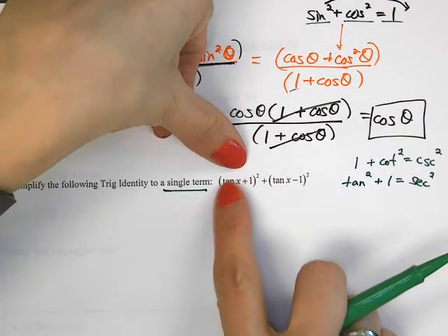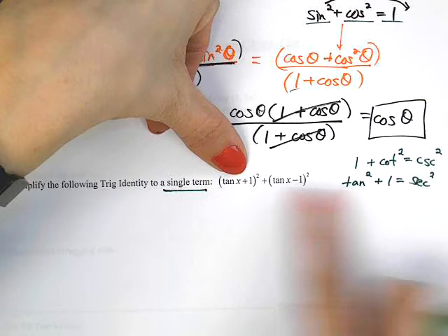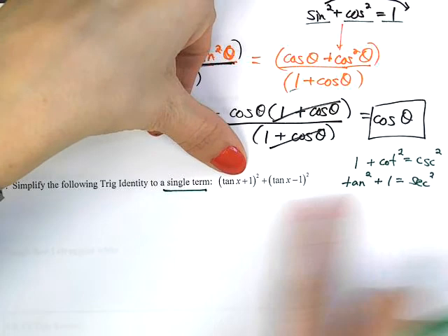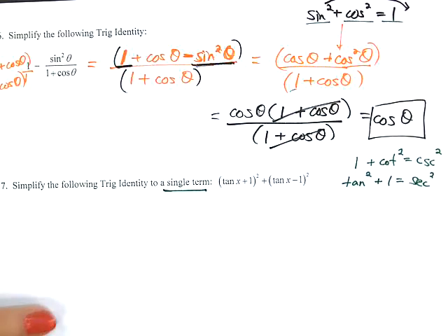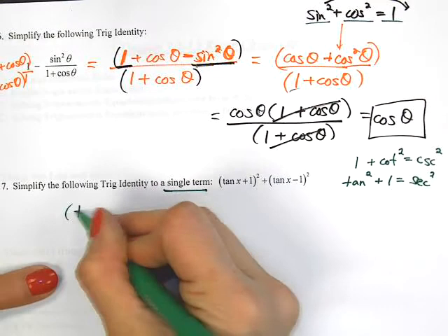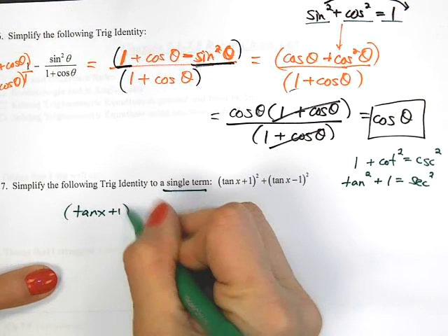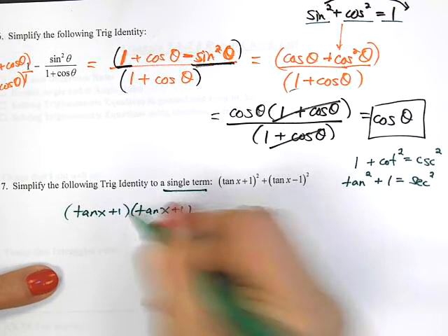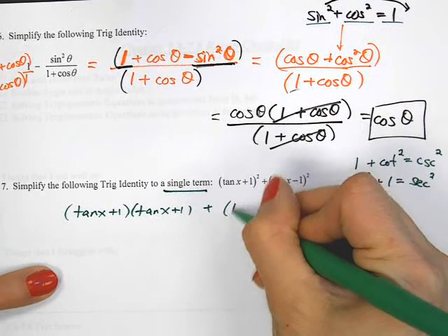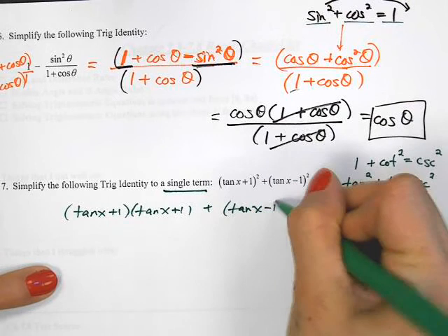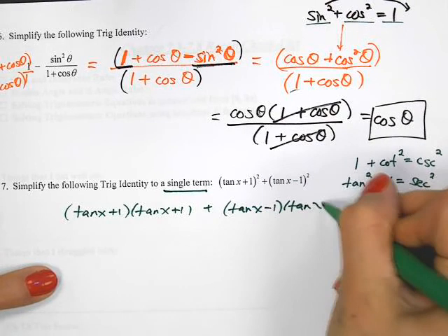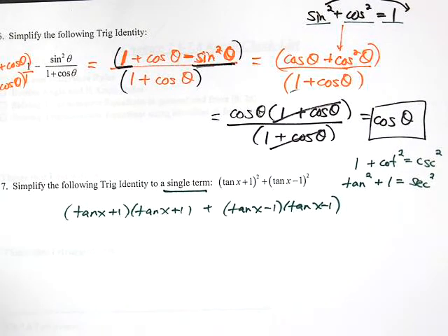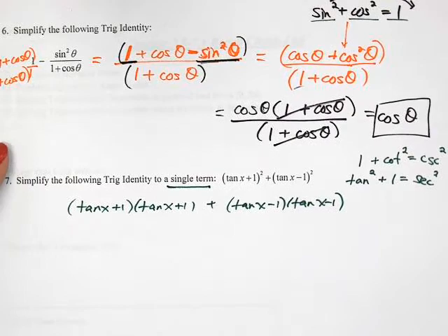Okay, but this right here, quantity squared, does not say that. You're going to have to multiply that out. So what this is, is tangent of x plus 1 times tangent of x plus 1. See how there's two of them there? And then over here, it's tangent of x minus 1 and tangent of x minus 1. Seeing it 2 times each helps you write that out.